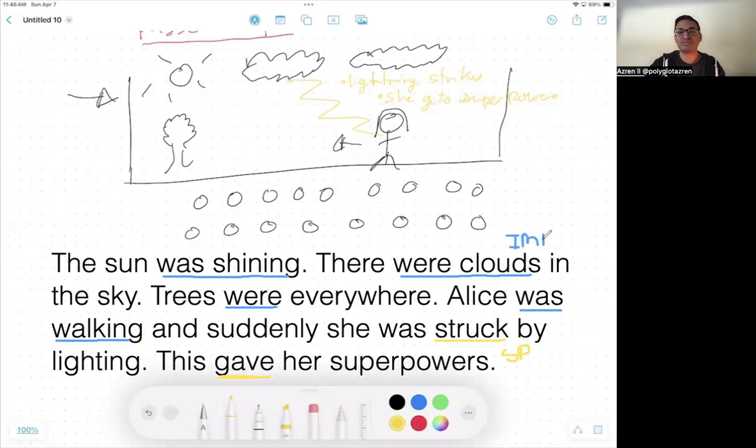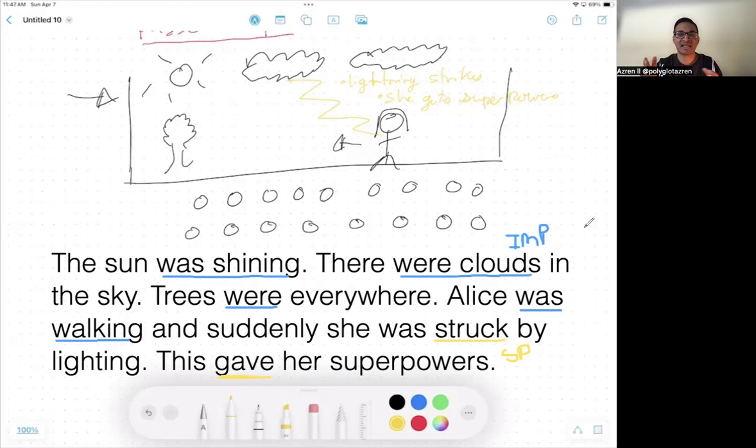Blue is imperfect. The imperfect sets the scene. The simple past is what happens on the scene. Often it's going to be that way. Imperfect sets a scene, simple past is what happens, right?